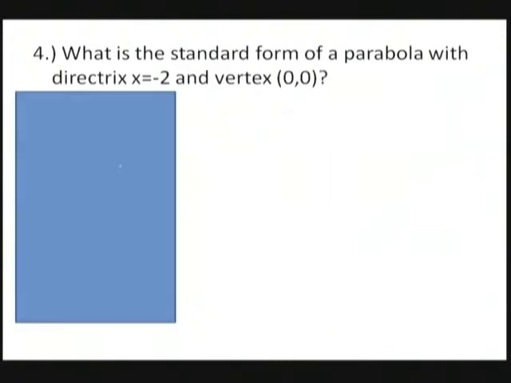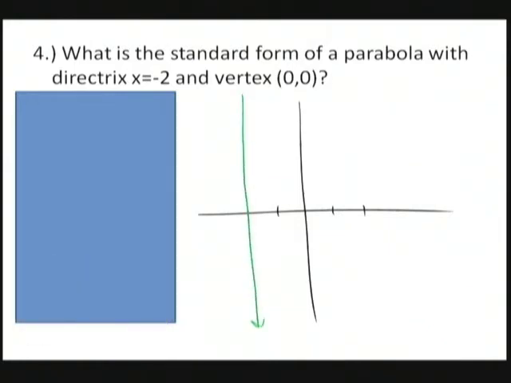For number 4, what's the standard form of a parabola with directrix at x is -2 and vertex at 0, 0? Well, let's just do a quick and dirty sketch of what we're looking at. So here is x is -2. That's the directrix. And here is the vertex, which means the focus, if this here is 2 units, also has to be another 2 units away here. So there's the focus, and then my graph is going to look something like this.